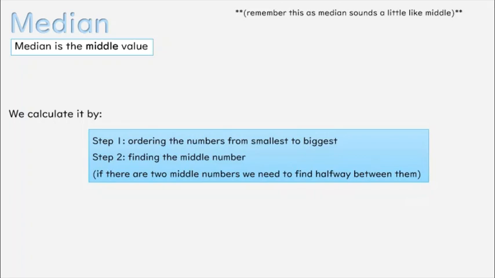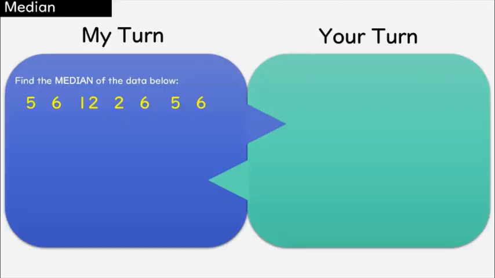Well, we've got to do a few steps for this one. First step is order the numbers from smallest to biggest. And step 2 is find the middle number. Sometimes a question will try and trick you out by not having it in size order to start off with. So you've always got to put it in order and then find the middle number. Okay, so I've got to find the median of this data.